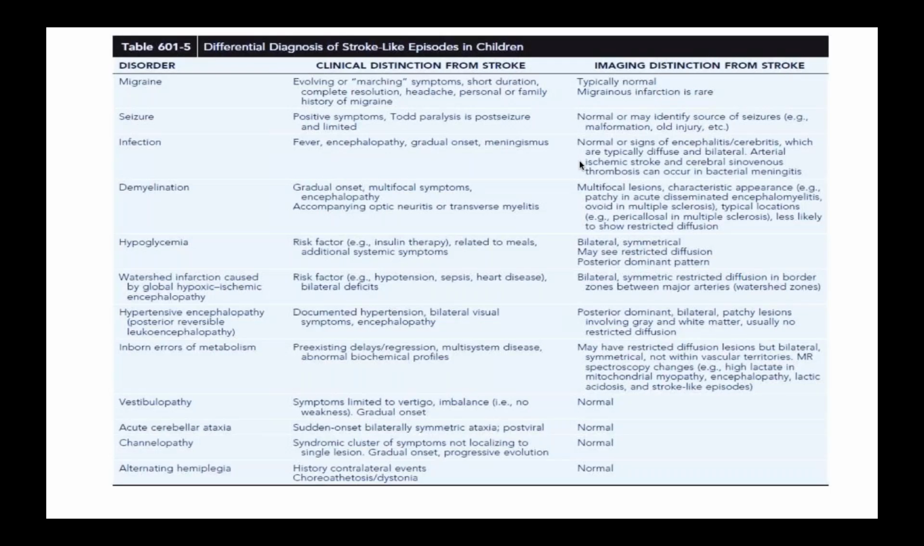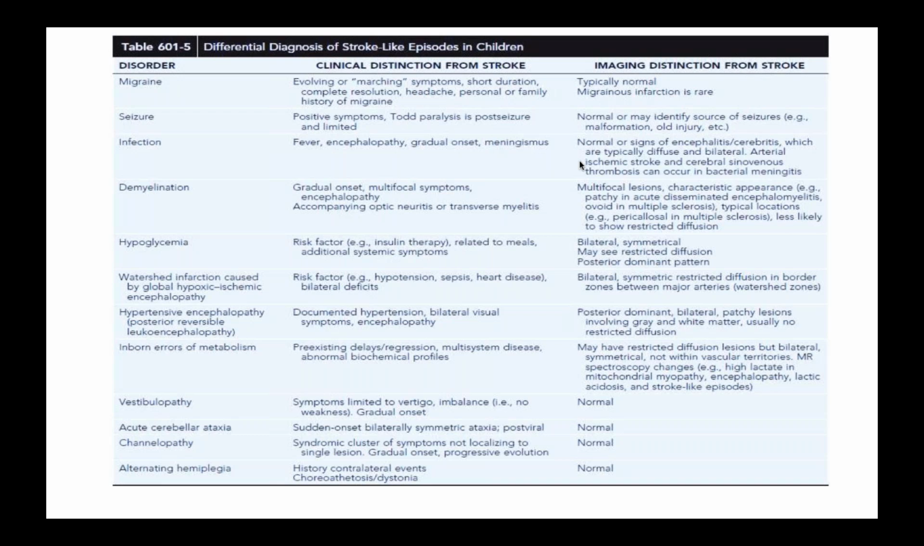These are some conditions which look like stroke in children. However, they are not, and they have to be differentiated. Migraine sometimes can present like a stroke. There could be focal neurological deficits and headache, vomiting, which may mimic a hemorrhagic stroke. So you may say that this could be a stroke. However, if we do an imaging, it will be absolutely normal. Seizures can present with Todd's palsy, usually the focal seizures, and imaging again will be normal.